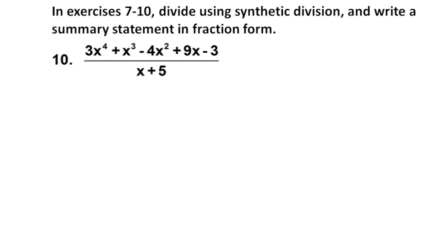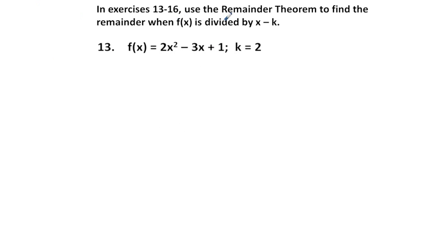Next, odd-numbered problem, which is 13. In exercises 13 through 16, use the remainder theorem to find the remainder when f of x is divided by x minus k. In this case, our divisor would be x minus 2. That's what we're dividing by. So it's like dividing f of x by x minus 2. With the remainder theorem, what we need to do is plug in the value of k anywhere we see the x to find our remainder. So we're going to plug 2 in for x here.